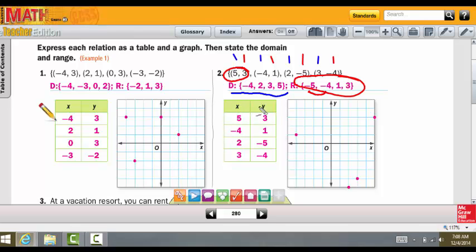Additionally, we could put each of these relations into a table. We would have 5, 3; -4, 1; 2, -5; and 3, -4. And again, we could plot those points here. We'll verify that these are correct.